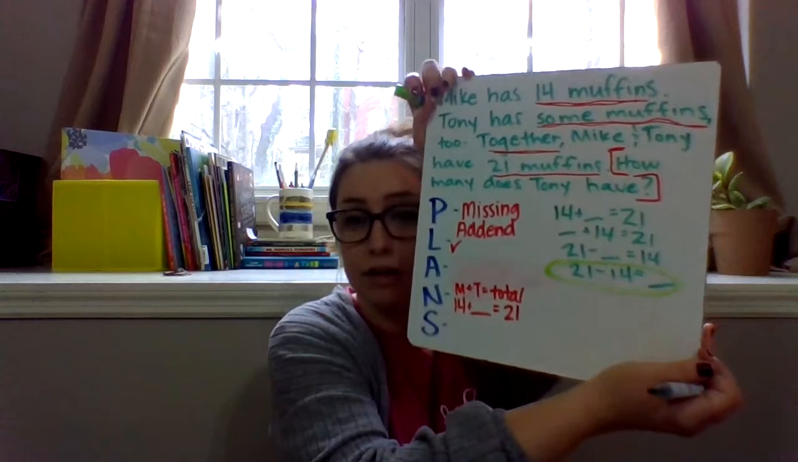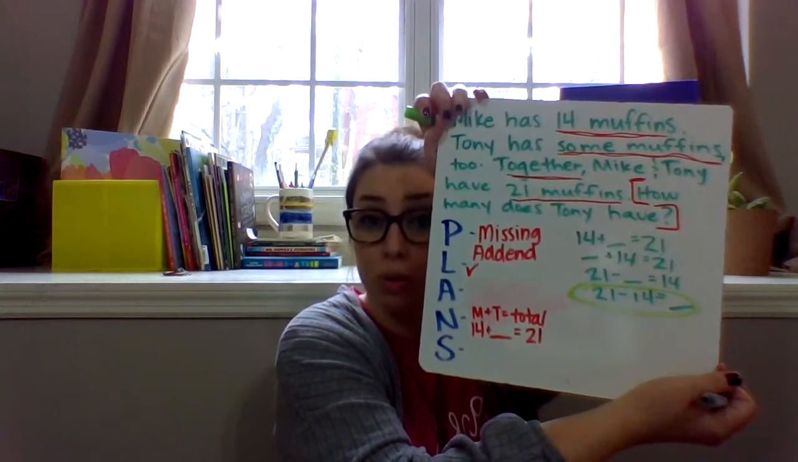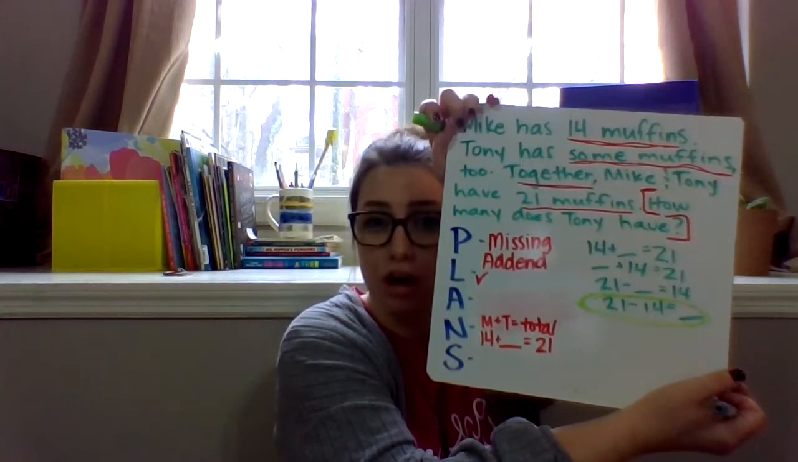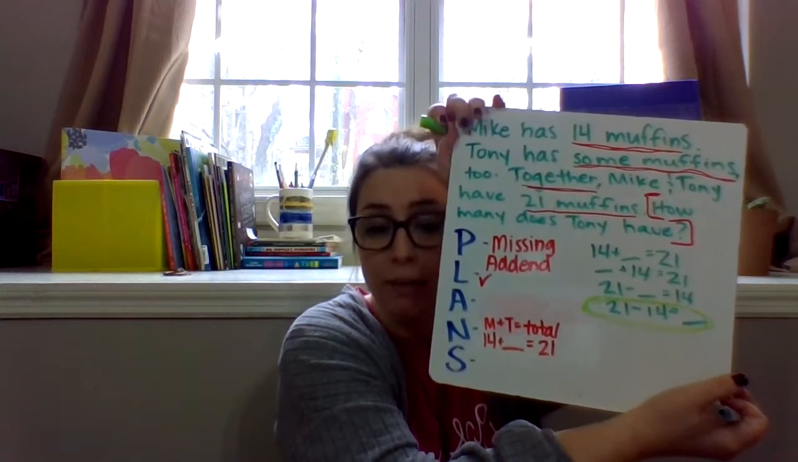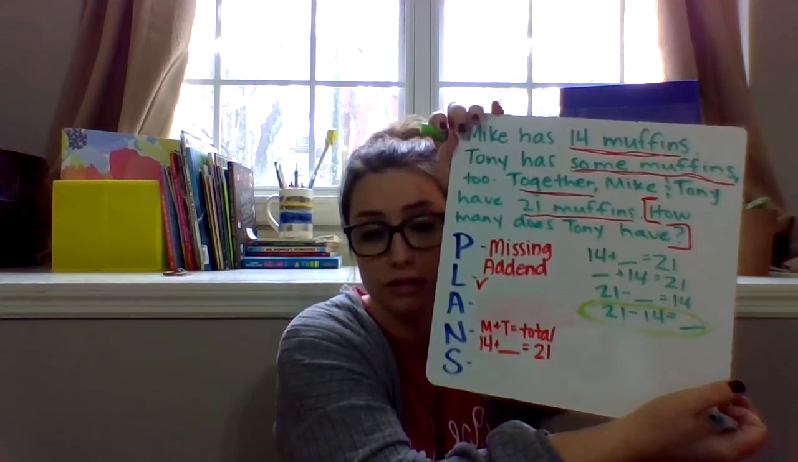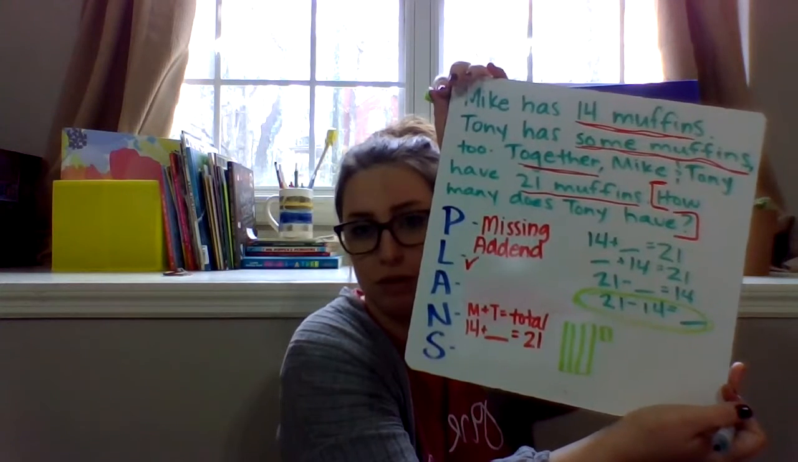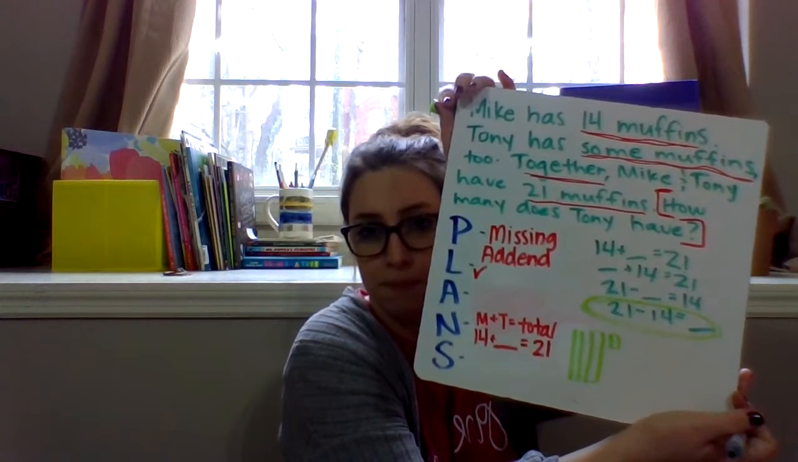So the first thing I'm going to do now is draw models of 21. I'm going to section off how many Mike has, and then I'm going to section off how many Tony has to solve the problem. So first I'm going to draw 21. How do you draw 21 with sticks and cubes, with models? You draw 2 groups of 10 and then 1 unit. Do y'all see my 2 groups of 10 and 1 unit? Okay. Now 14 of those belong to Mike.